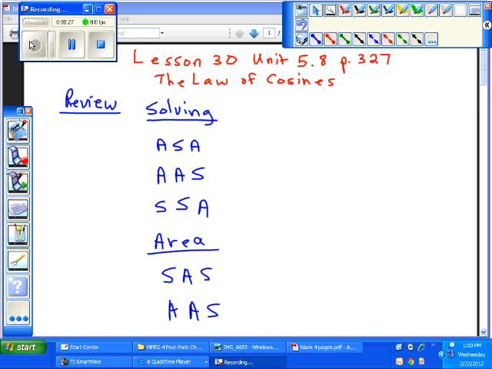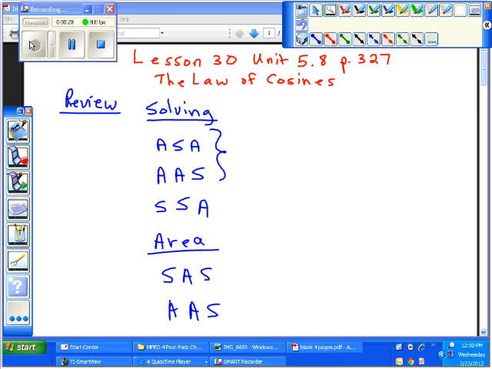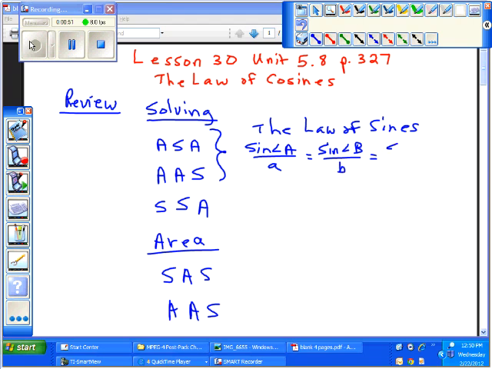If what we're given in a non-right triangle is the order of angle, side, angle, or angle, angle, side, we use the law of sines. And what is the law of sines? Sine of angle A over little a is equal to sine of angle B over little b, which is equal to sine of angle C over little c.